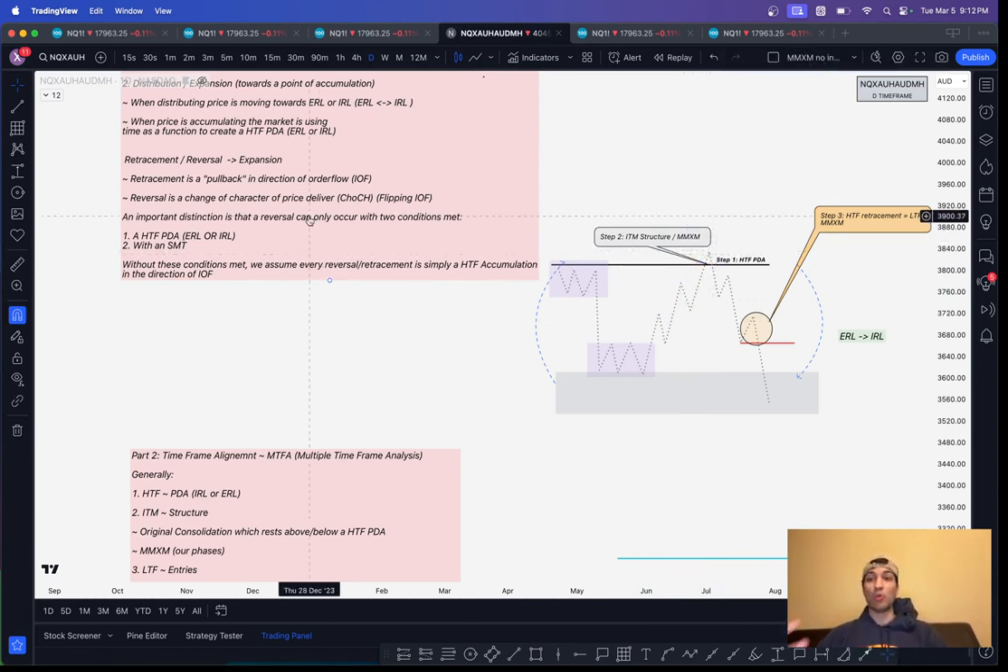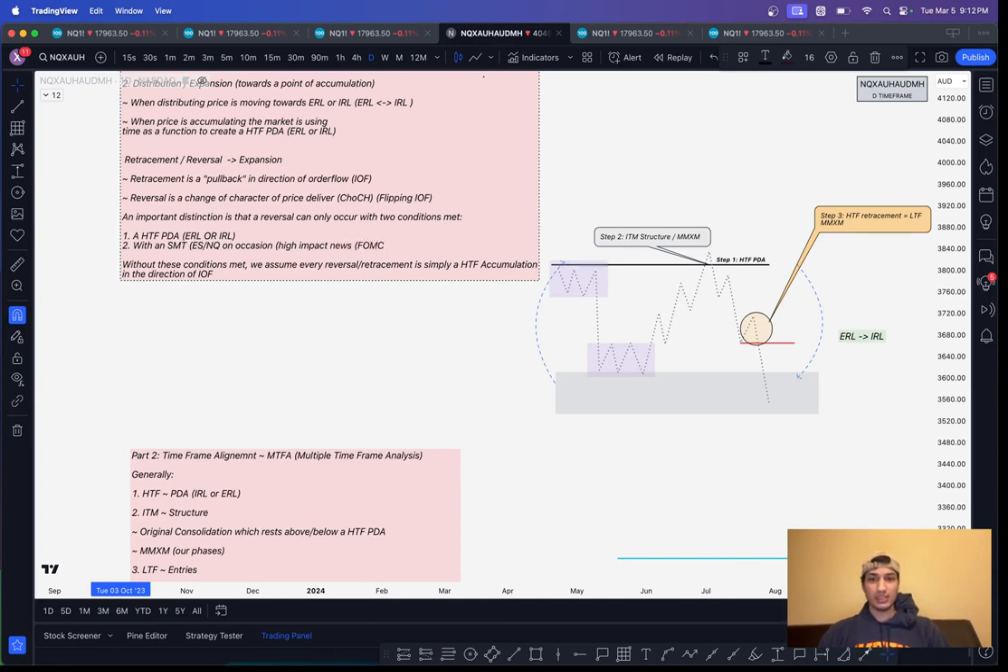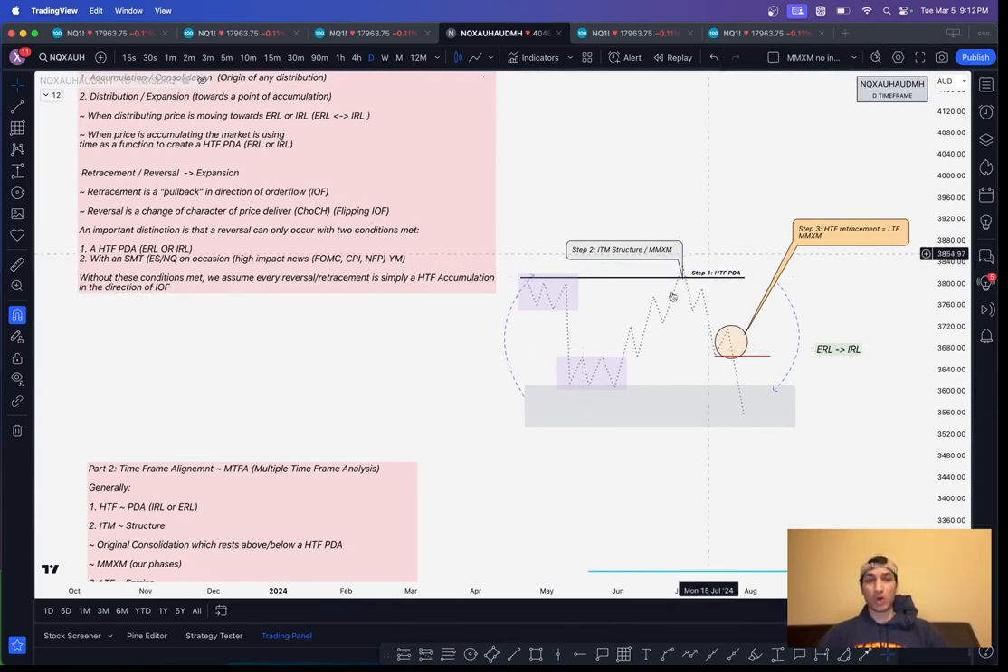So you might be asking, what am I looking for with these SMTs? I will predominantly evaluate SMT divergences between the ES and NASDAQ. On occasion, like high impact news, FOMC, CPI, and NFP, I will consider YM or the DAP. And with these divergences, I'm looking to confirm an area of reversal in the market.